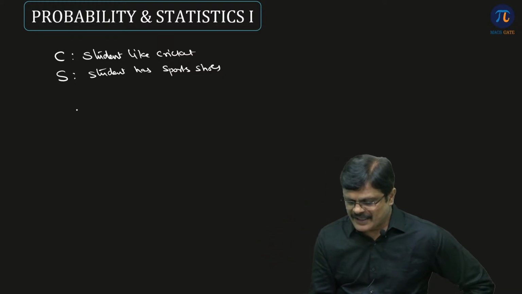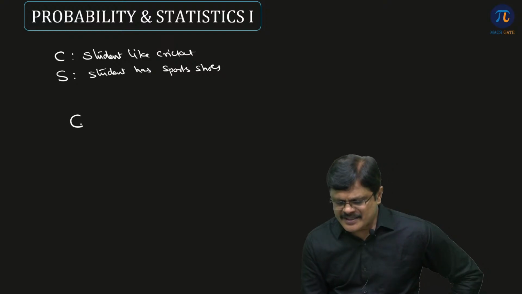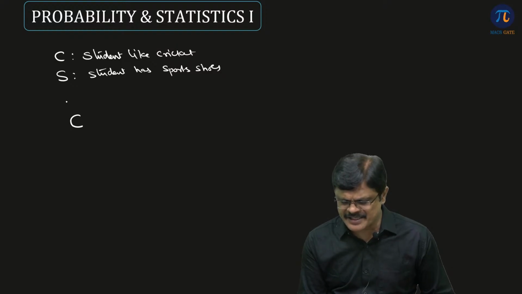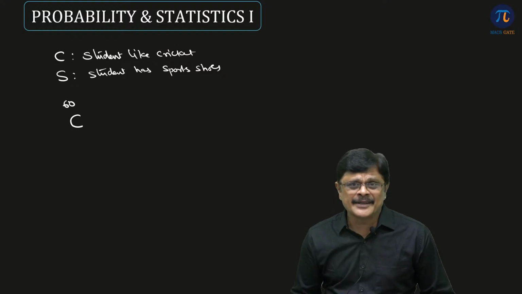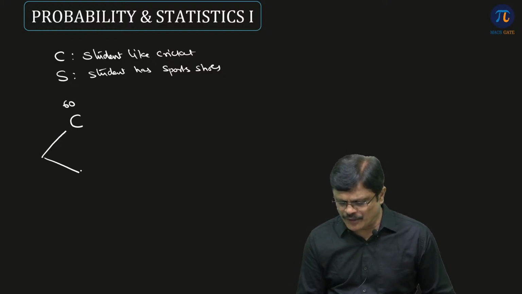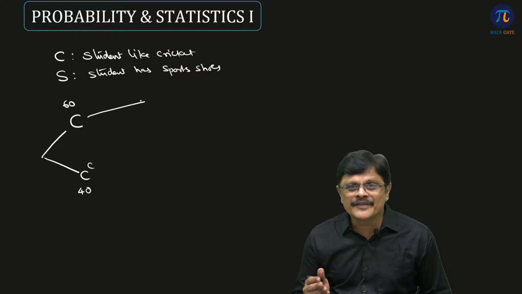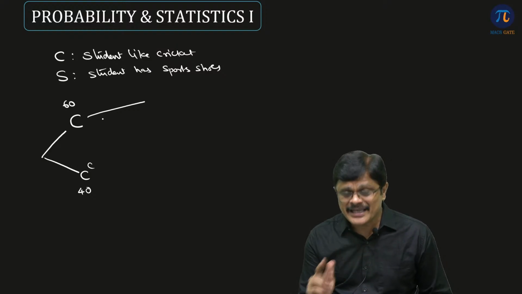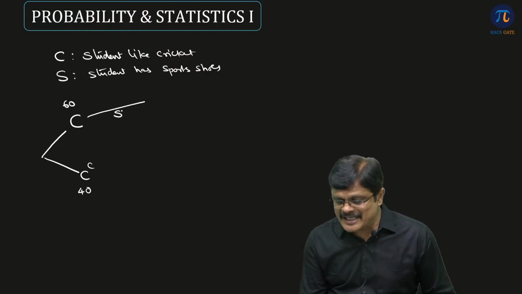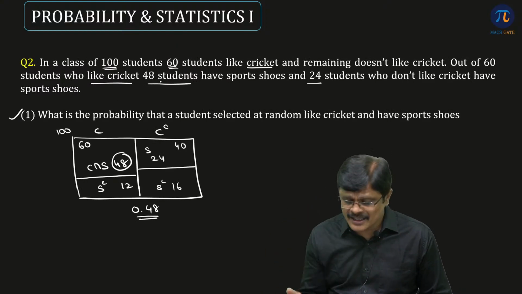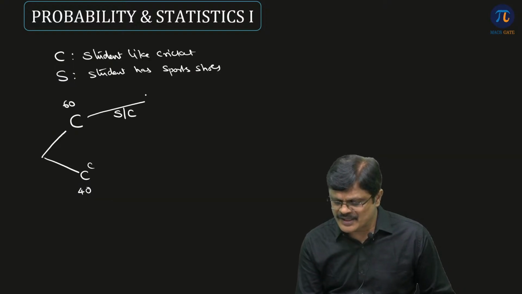See carefully. Here initially, out of 100, 60 students like cricket, that means 60%. And how many don't like cricket, sir? 40 students don't like cricket. And out of these 60 students, there is a story of having sports shoes when they like cricket. So how many students have sports shoes who like cricket? 48 students. So this is 48.